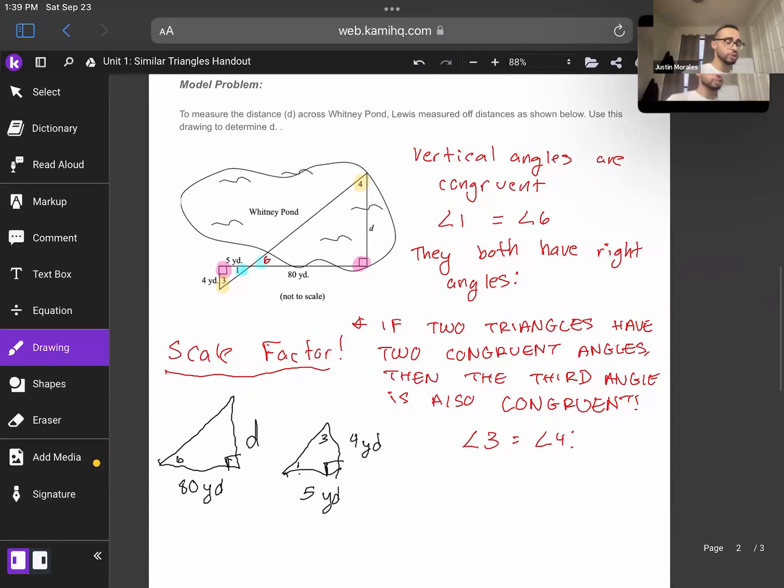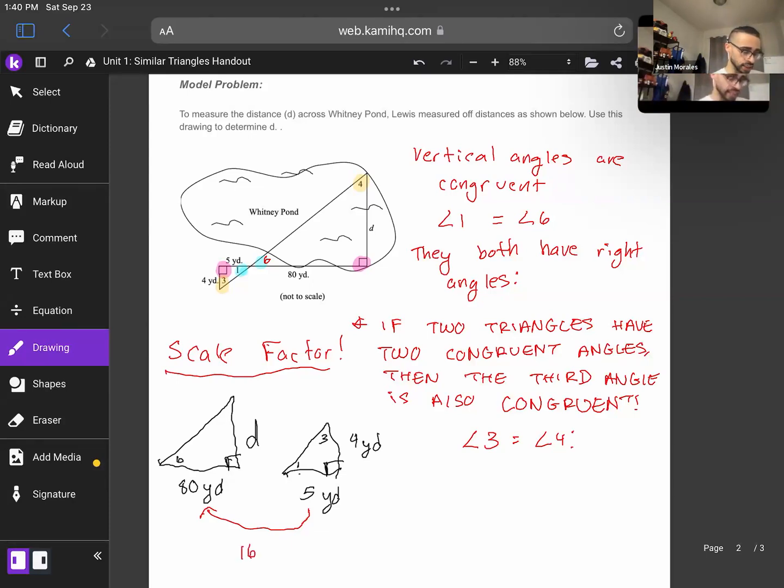So what we have to do to determine the side length of D, we need to figure out what our scale factor is. So what is the value that we're taking to get from this side length to this side length? So a quick division, 80 divided by 5 will help us determine that. So 80 divided by 5, that is going to be 16. And that is going to be our scale factor. So in order to now determine the side length of D, we need to use that same scale factor on this side length.